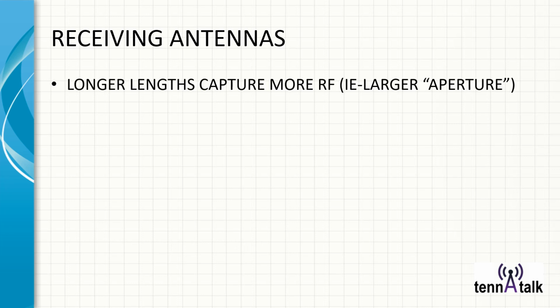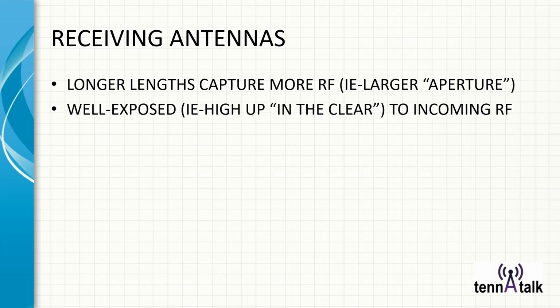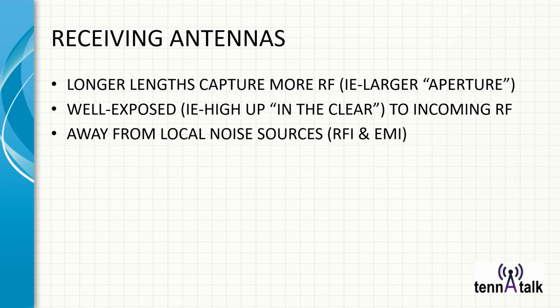Now, on the receive antenna side, longer lengths of antenna capture more of the RF, and that's called a larger aperture. Basically, if you were looking at a light bulb through a slit in a piece of metal, and that slit is larger and larger, chances are you're going to see more light. It's also well exposed, up high in the clear to catch those incoming RF signals. It's away from local noise sources, RF interference and electromagnetic interference. RFI is interference through the air. EMI is interference through conductors, very often through your power supply from your wall outlet.